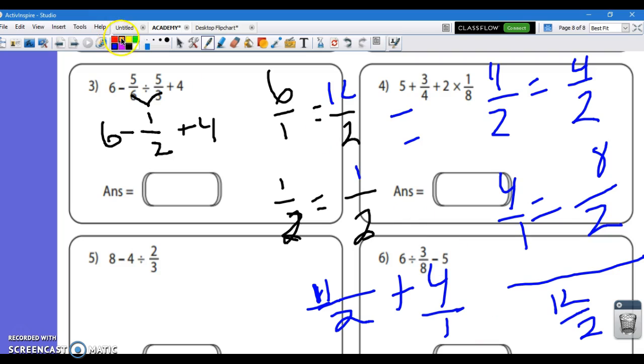Woo! Okay. Because I'm running out of space. Now you know you can't leave that 12 over 2, right? Because that's improper. So we do this. Guess what? 2 will go into 12 6 times. 6 times 2 is 12. So I don't have a remainder. And that's fine if you don't have a remainder. If you don't have a remainder, your answer is just going to be that whole number. No fraction needed. All right. I'm going to do one more.